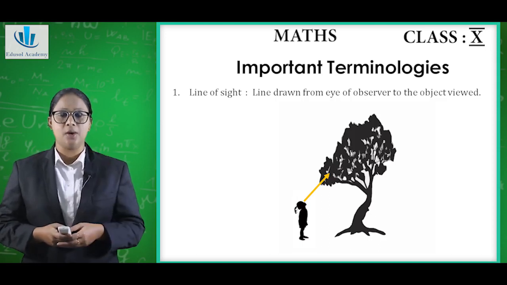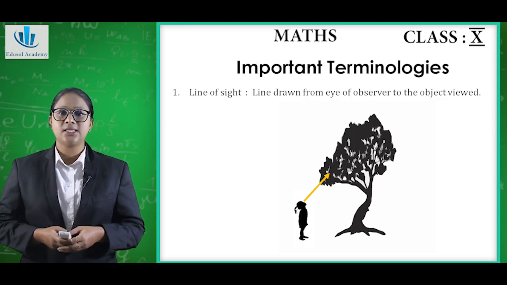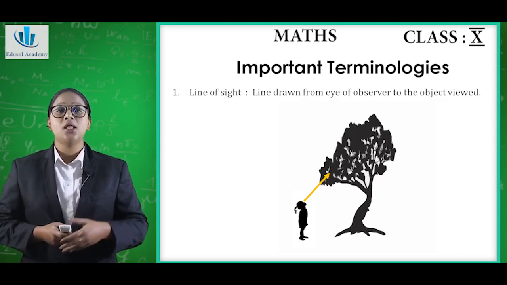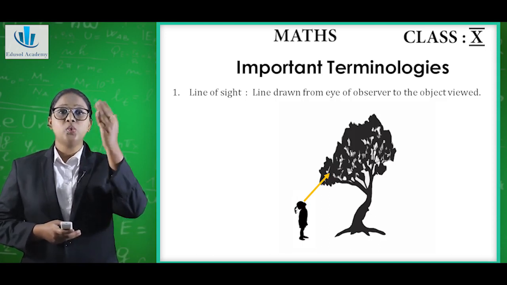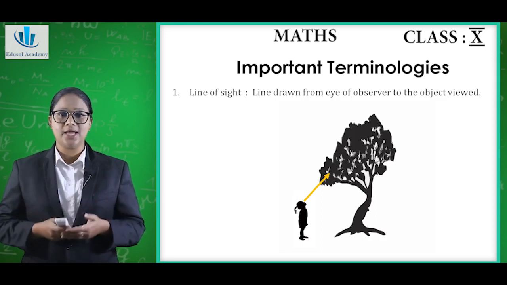So the first terminology is called line of sight. Now line of sight, as the name suggests, is the line that connects the eye of an observer to the object that he or she is observing. So that is line of sight.